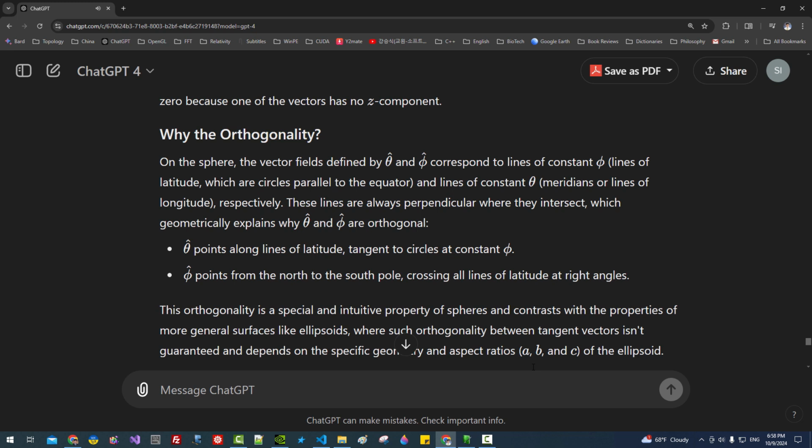Why the orthogonality? On the sphere, the vector fields defined by hat theta and hat phi correspond to lines of constant phi, lines of latitude, which are circles parallel to the equator, and lines of constant theta, meridians or lines of longitude, respectively. These lines are always perpendicular where they intersect, which geometrically explains why hat theta and hat phi are orthogonal. Hat theta points along lines of latitude, tangent to circles at constant phi. Hat phi points from the north to the south pole, crossing all lines of latitude at right angles.